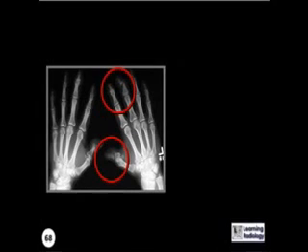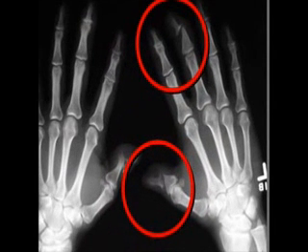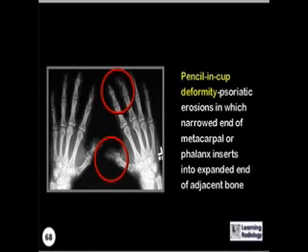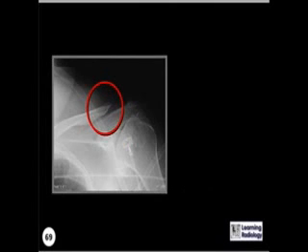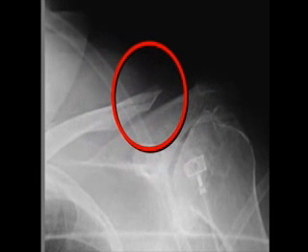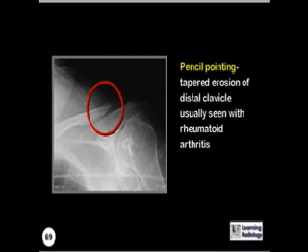What sign is depicted inside the red circles here? This is a pencil in cup deformity, psoriatic erosions in which the narrowed end of the metacarpal or phalanx inserts into the expanded end of the adjacent bone. What sign is shown here? This is pencil pointing, which is the tapered erosion of the distal clavicle, usually seen with rheumatoid arthritis.